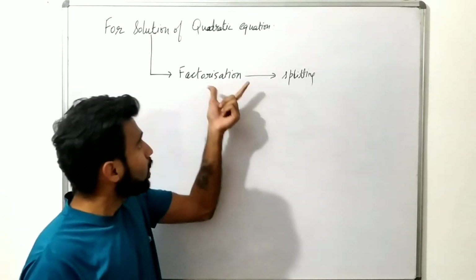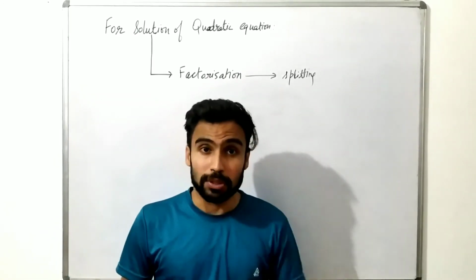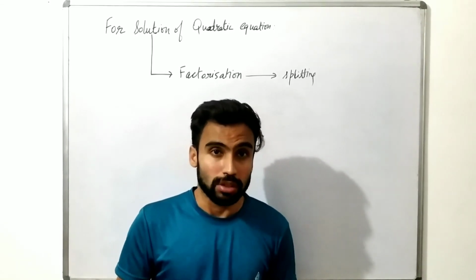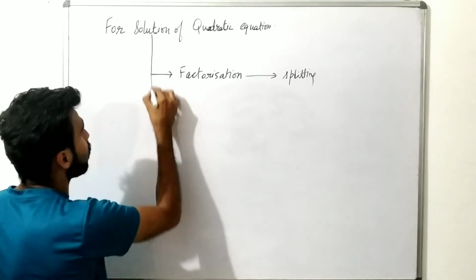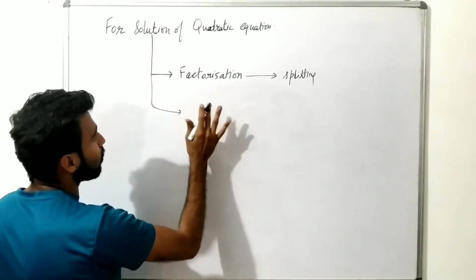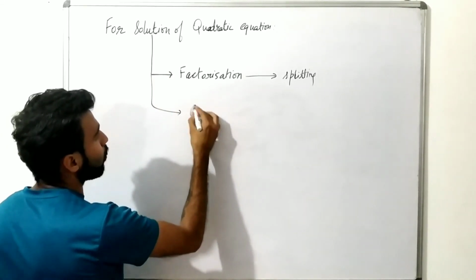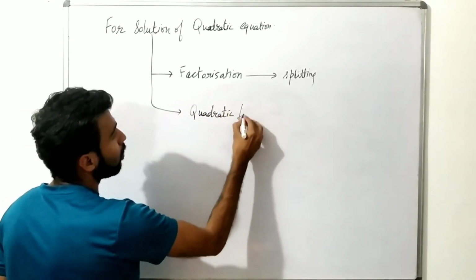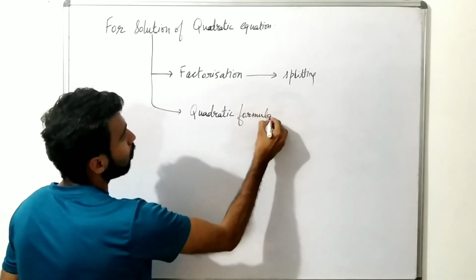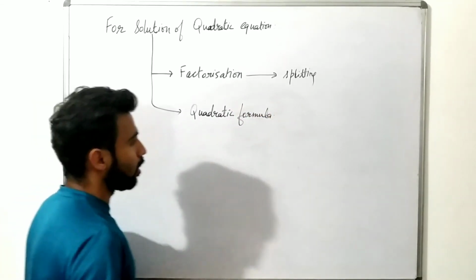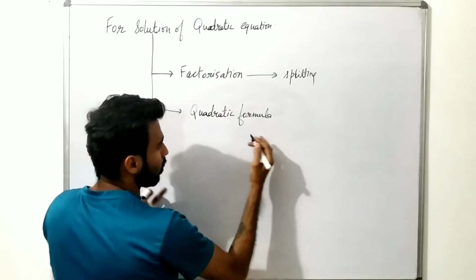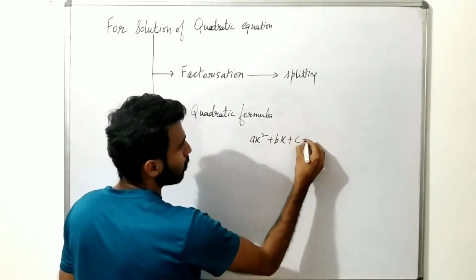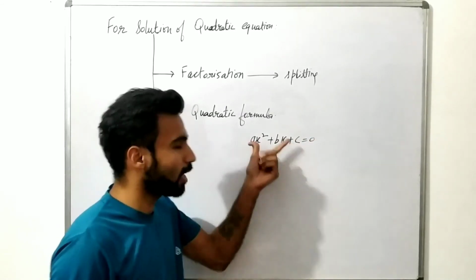As you can see, in the factorization method there were 4 steps, so it is quite a lengthy process to find the solution. But now I'm going to tell you an easy process, and that method to find the roots of the equation is the quadratic formula. Let me first write the equation here, that is ax squared plus bx plus c equal to 0. This is the standard equation.